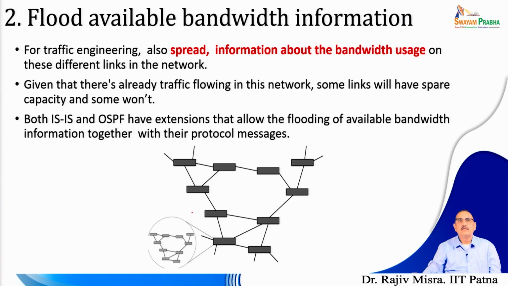and then flood the available bandwidth information for traffic engineering, also spreading the information about the bandwidth usage on each of the different links in the network. Given that there is already traffic flowing in this network, some of the links will have spare capacity, but others do not. So, spreading this information just for traffic engineering will be too much overhead. So, both IS-IS and OSPF have an extension that allows the flooding of available bandwidth information together with their protocol messages.